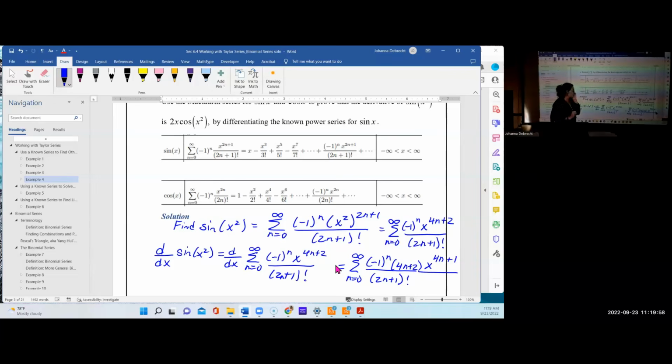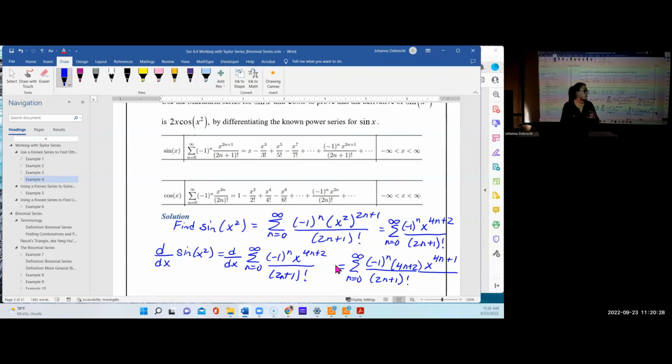Now, what could we do from there? Well, the next part is mostly some algebraic manipulation. We're trying to get it to look like 2x cosine of x squared. Some students would stop right now and use the known Maclaurin series for cosine, compute the Maclaurin series for 2x cosine of x squared, and compare it to what they had here and try to get one to look like the other.